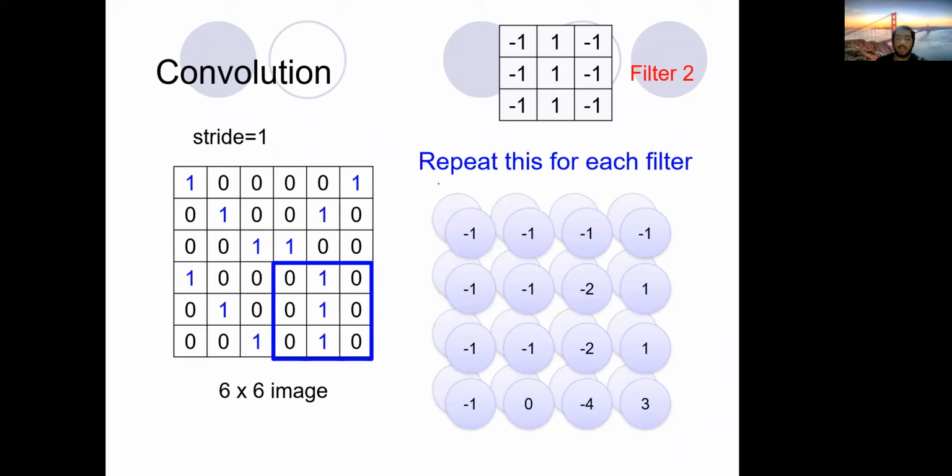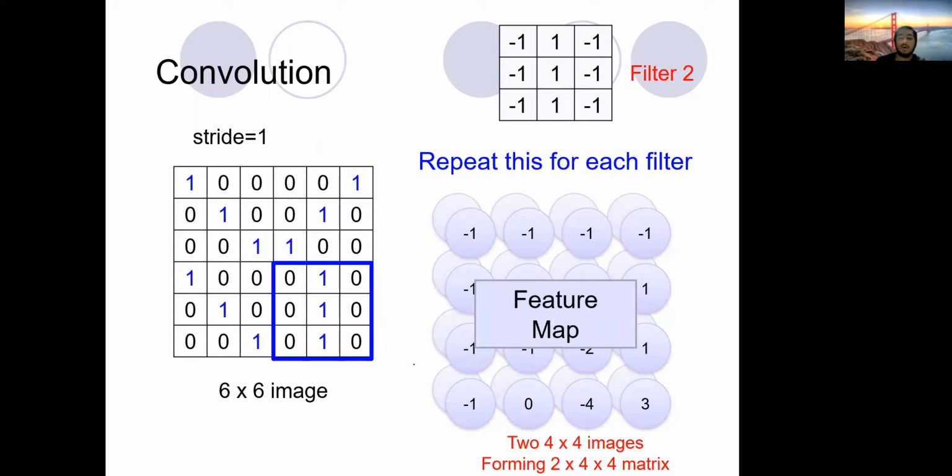Now, essentially what we have here, once we have filtered our image, is a feature map. A feature map here is a 2 by 4 by 4 matrix. It's a 2-dimensional array, essentially, and you have a 4 by 4 matrix. And this essentially forms 2 images with the 4 by 4 dimension.